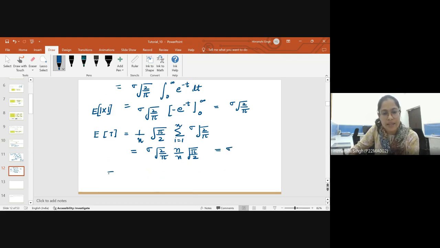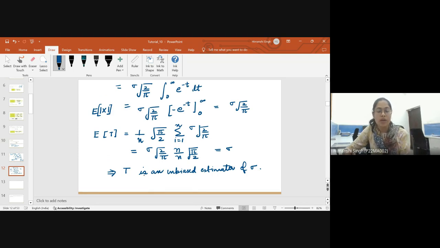So this implies that t is an unbiased estimator of sigma, since we are getting that the expected value of t is sigma. Now in order to find out whether it is a consistent estimator or not, we need to check whether the variance of t goes towards 0 as n tends to infinity. So for that we will be finding the variance of t also.